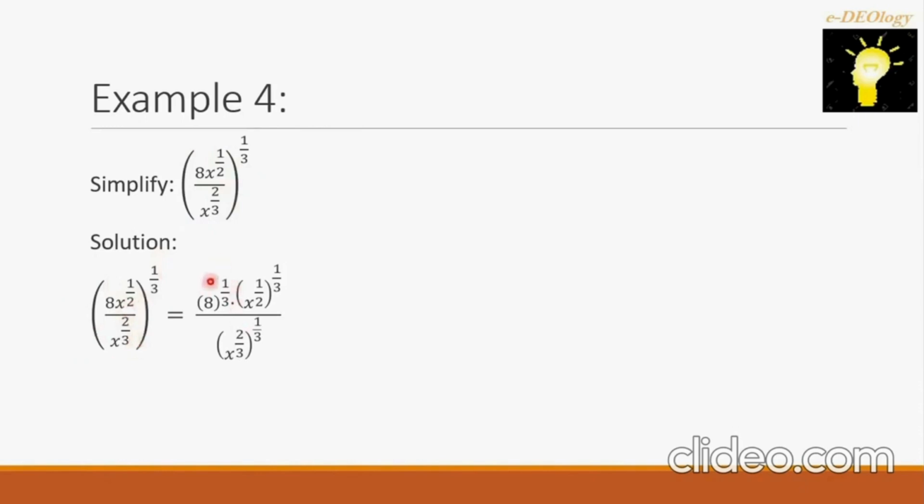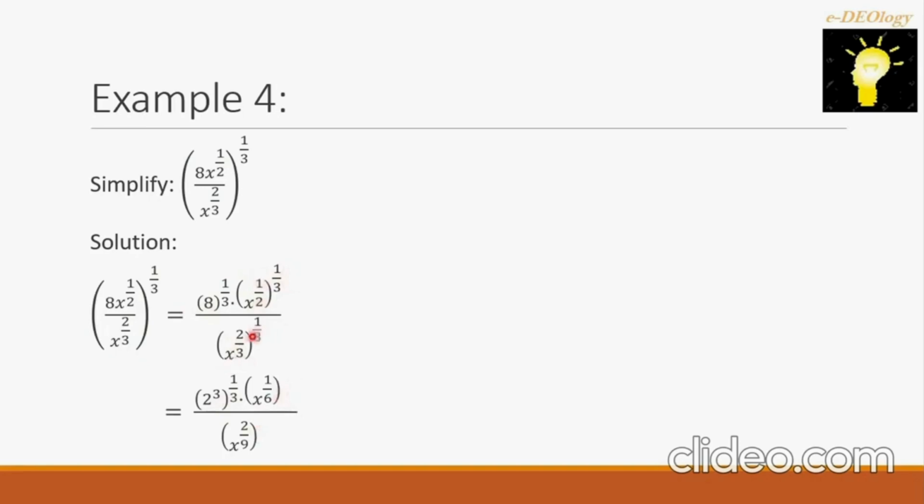So you can see here the 8 now with the power 1/3. The x with exponent 1/2 is now with the power 1/3. In the denominator, the x raised to 2/3 is also with the power 1/3. The constant 8, we can show that this is equal to 2 cubed. And then for the x, we're going to multiply the 1/2 and the 1/3 becomes 1/6.